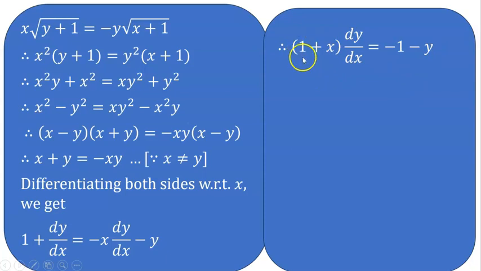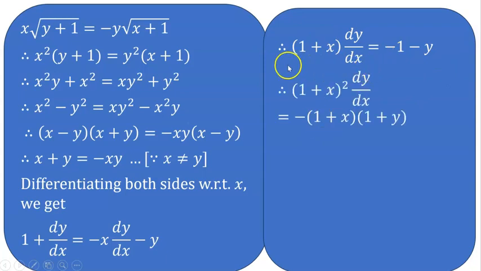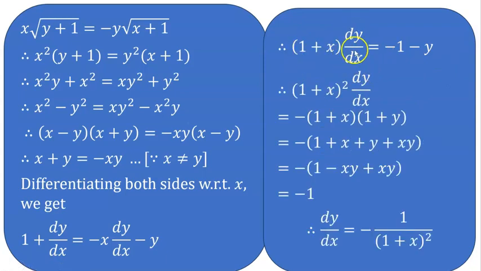Collect the terms of dy by dx. Then in bracket you will get (1 plus x) into dy by dx is equal to minus 1 minus y, and hence next step, take minus as common. Then in bracket you will get minus (1 plus y), and next multiply both sides by 1 plus x. Then you will get (1 plus x) whole square into dy by dx, and to the right hand side we have taken minus as common. Here is a minus sign, (1 plus y) into (1 plus x), that is we are multiplying on both sides by 1 plus x.